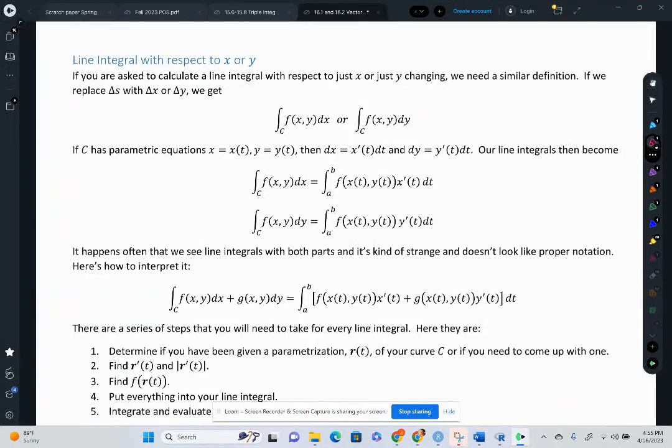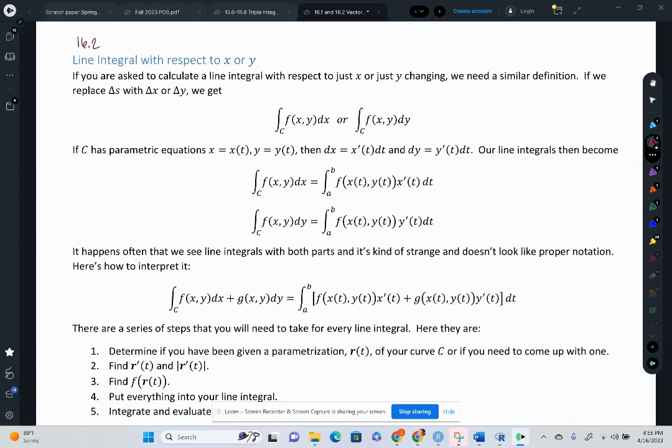Hello, we're still working with line integrals. We're still in 16.2, but now we want to look at what happens if we're looking at a line integral that's just with respect to x or y. So if we are asked to calculate a line integral with respect to just x or y, and not ds, but like dx and dy, then we need to figure out a similar definition.